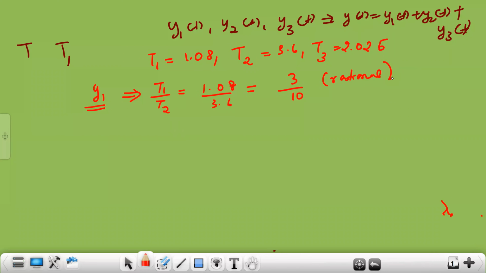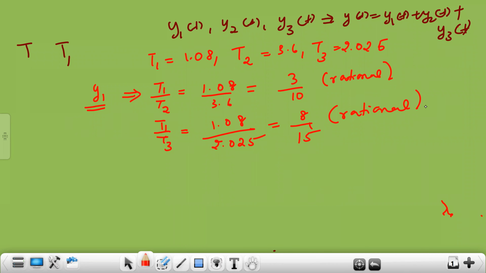So we go to the next fraction, that is T1 by T3, that is 1.08 divided by 2.025. Again, if we convert it into a fraction, you will get 8 by 15. Again, this is a rational number. Hope you know how to convert these decimals into fractions.